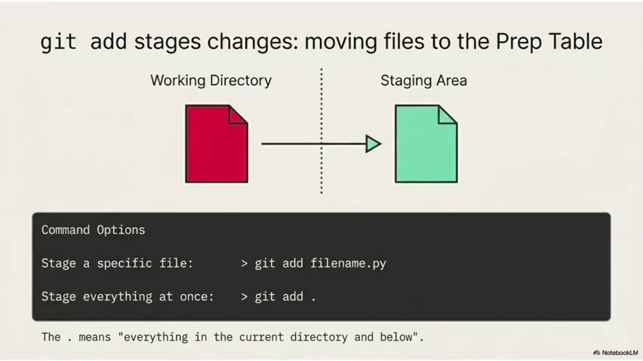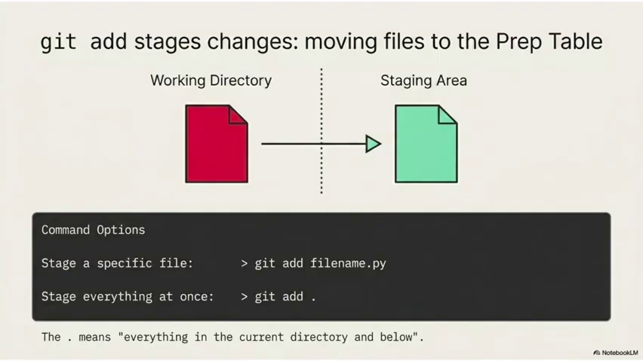Git add moves files from your working directory to the staging area, from the desk to the prep table, where they wait for the next commit snapshot. Two variants. git add filename.py stages one specific file. git add dot, or period, stages everything in the current directory and all subdirectories simultaneously. The dot means everything here and below.